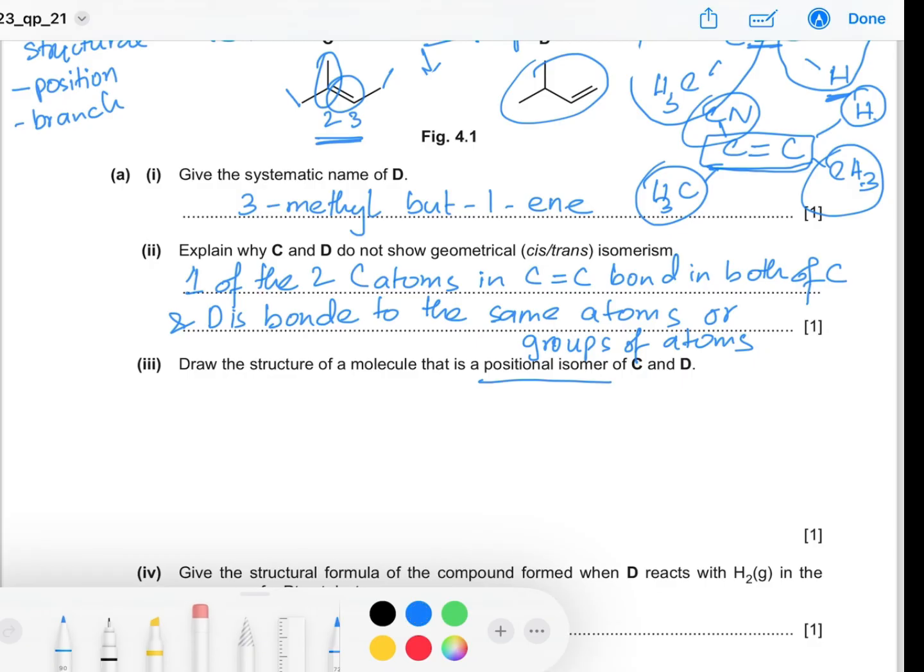double bond. So when you look at C, it can't really be modified by changing the position of either the branch or the double bond. If you change the position of the double bond, it would result in D, and so you need to look at something else. If you change the position of the branch, it would remain the same molecule.